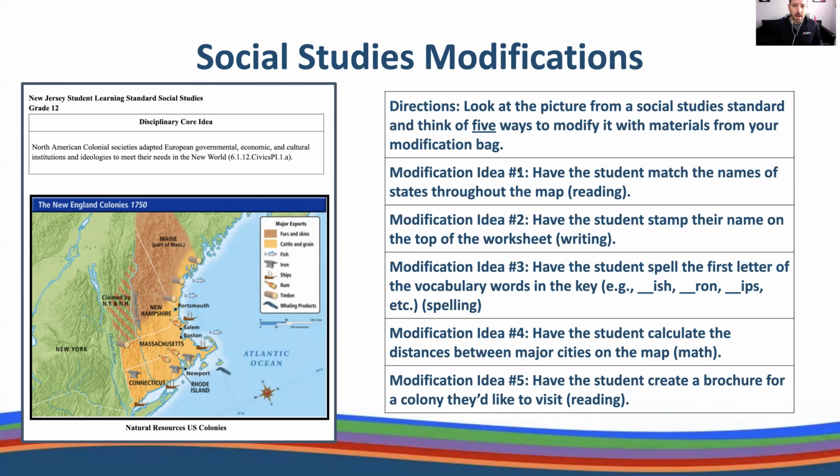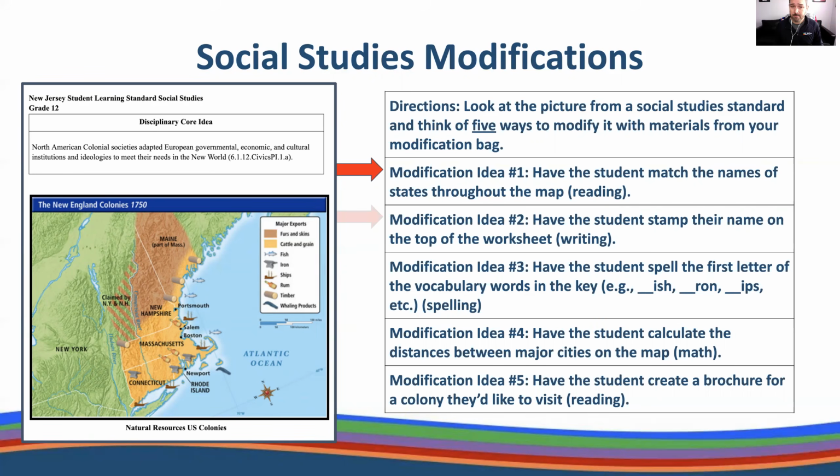So the directions here are, look at the picture from Social Studies Standard and think of 5 ways to modify it with the materials from your modification bag. So modification idea number 1, have the student match the names of states throughout the map. So can you make 2 copies of this worksheet and have students match states to states, right?